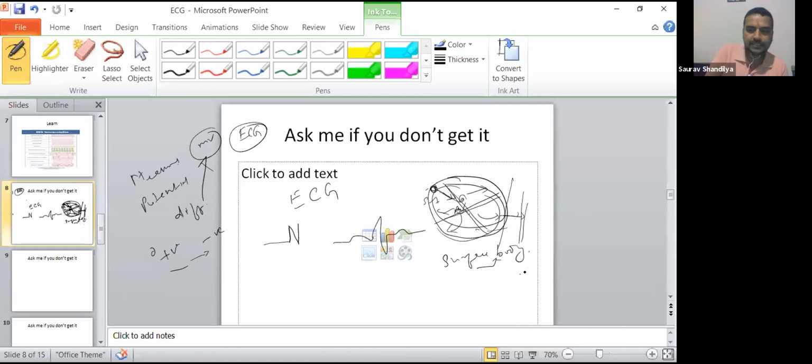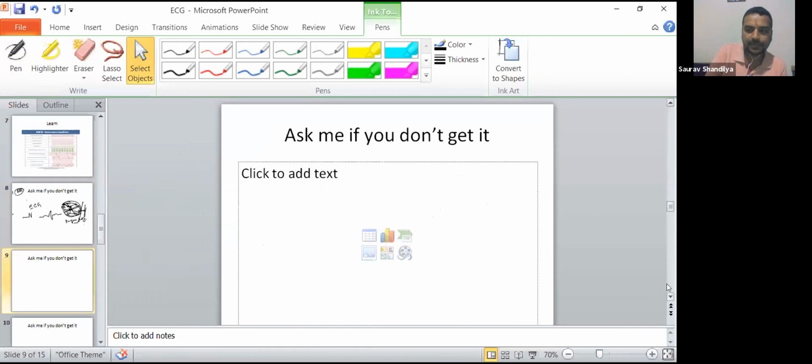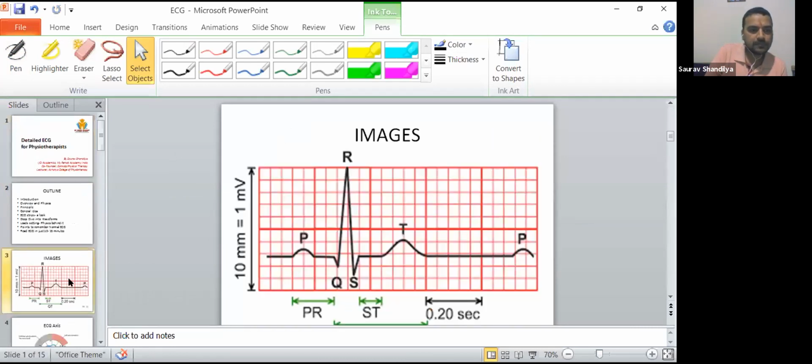Now let us see what is a normal ECG, then probably we'll have some more discussion about it. See, this is the normal ECG. I will come back again to this later. First, try to understand the normal ECG. I know every one of you knows about it, but still, it's my job to revise, then go to the detail.